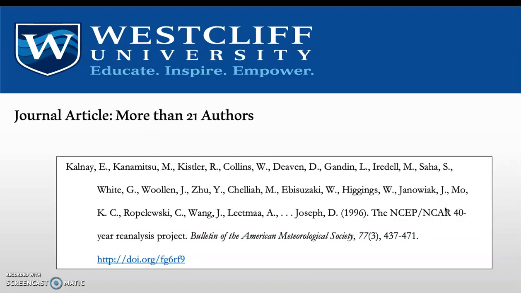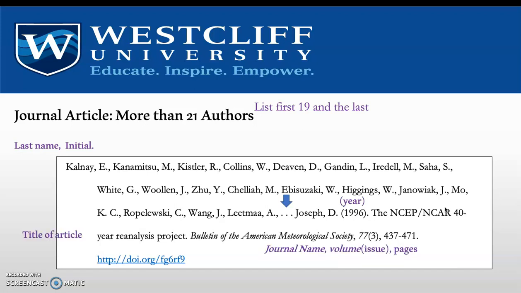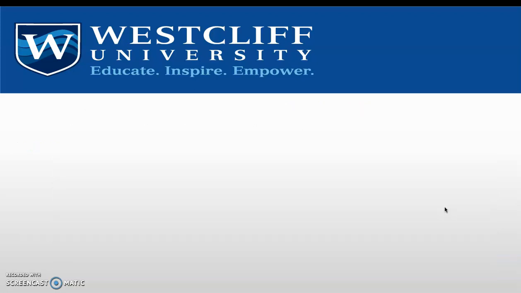Here's an example of more than 21 authors. So now, if you have up to 21 authors, you write all of them out. If you have more than that, you list the first 19, and then you'll use an ellipsis, so the 3 dots just like so, followed by the last author in the list. So you'll be writing out 20 authors in total. And then the remainder of the information stays the same.